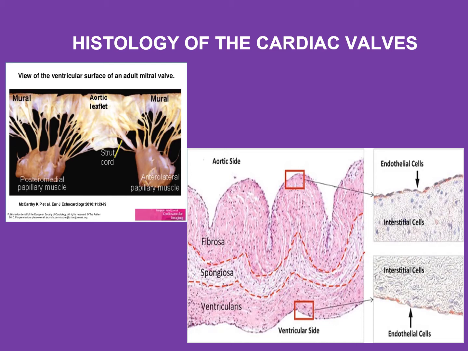Take note that in fibromyxoid change, it's the spongiosa layer that is thickened, making the valve redundant, and this can be best demonstrated if we do an elastic stain. Also take note that on each side of the valve there's a single lining of endothelial cells, both on the aortic side and on the ventricular side. And also in the stroma you have the interstitial cells.